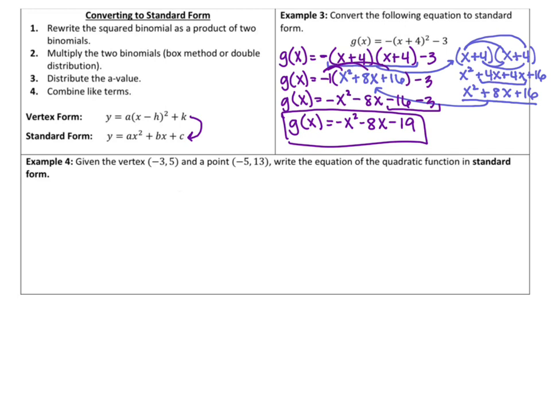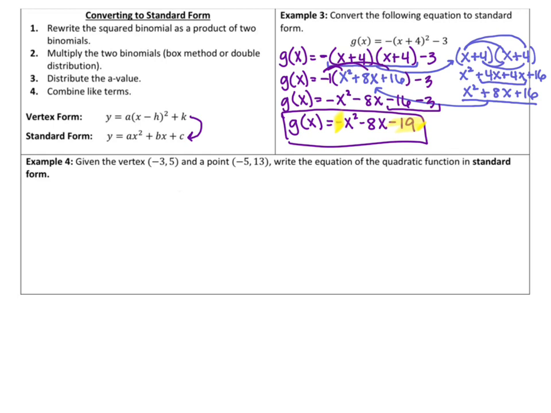If you remember way back to the beginning of this unit, you will remember why we would want to look at things in different forms. In standard form, we're given the y-intercept. The y-intercept is that c value, that ending value right there. Of course, we still have an a value in standard form, so that still tells us the direction and the stretch. And of course, in vertex form, we're given the vertex, and we can see the a value. We can see those vertical and horizontal translations as well.